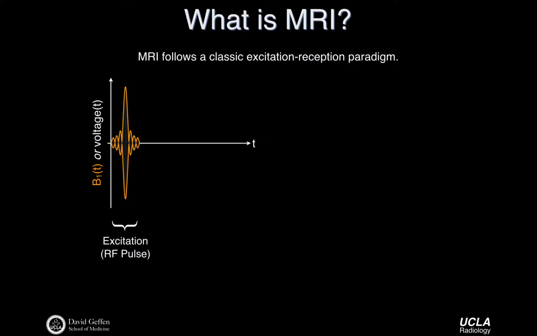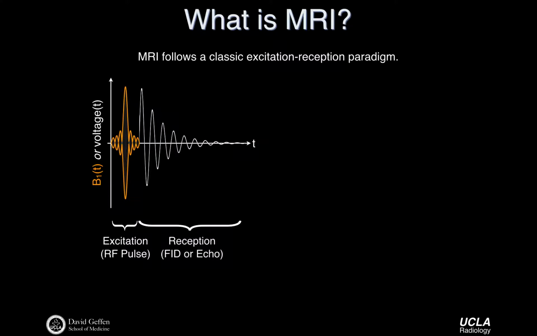We put RF energy into this system, that could be an individual, it could be a phantom, it could be a piece of fruit. We're going to put RF energy into the system at a particular frequency so that we can, so-called, excite it. And then the next step after that is that you'll be able to receive something. What we're able to receive, after having excited the system with radio frequency energy, is a signal that we can receive with a coil.